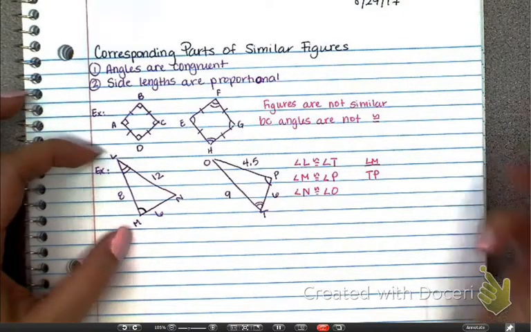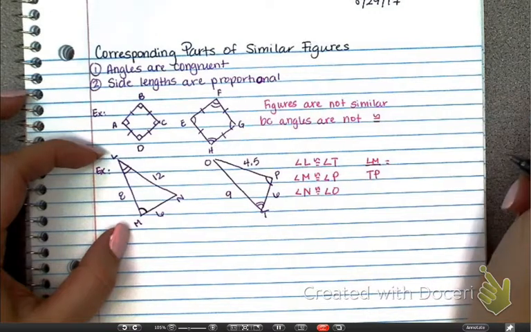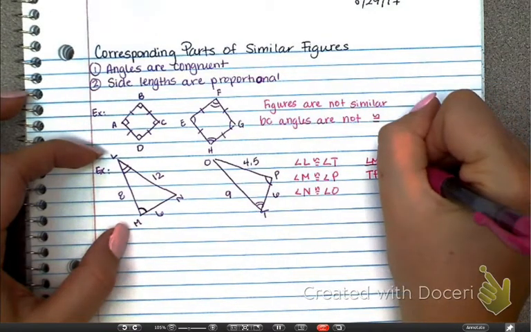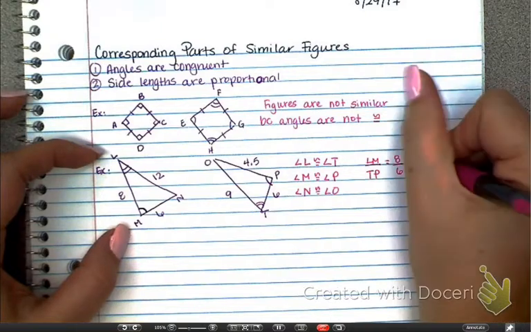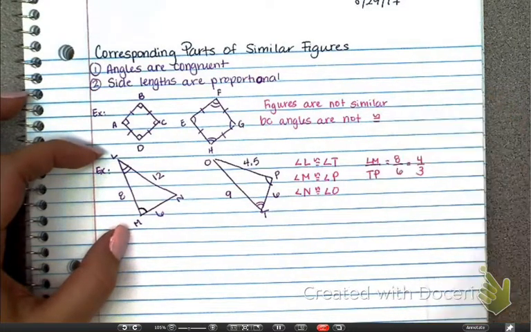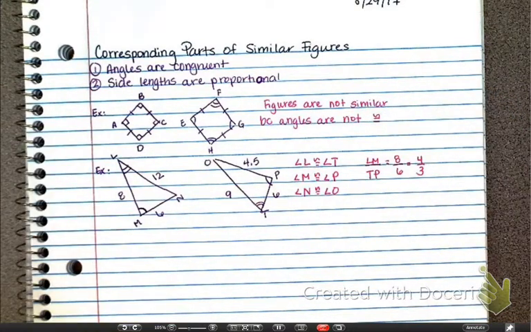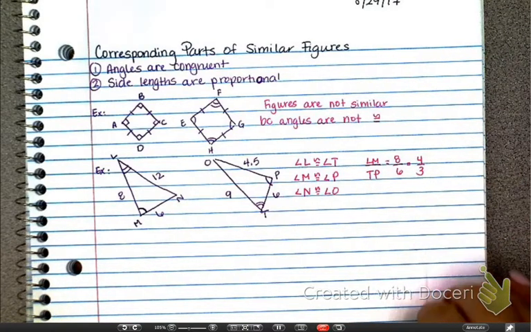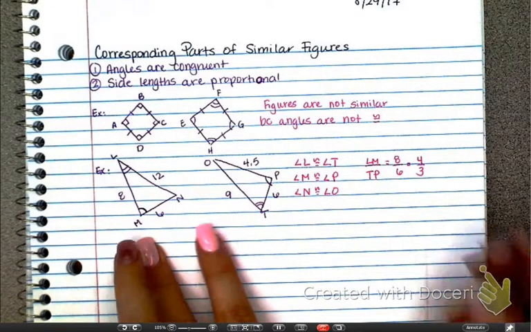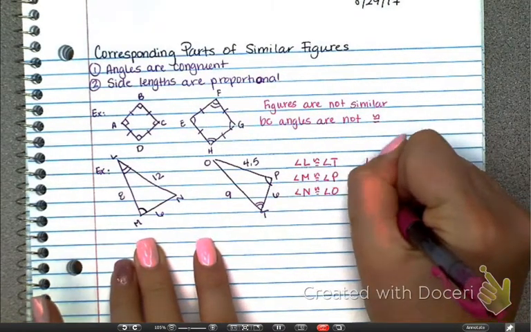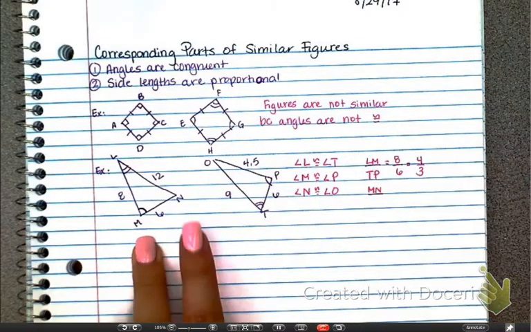What's the measure of LM? 8. And what's the measure of TP? Okay, and 8 over 6 reduces to? 4 over 3. So if I set up all my proportions and I get 4 over 3 for every single side, it tells you that they're proportional. So let's go to the next side. Let's do MN. What would MN be proportional to?